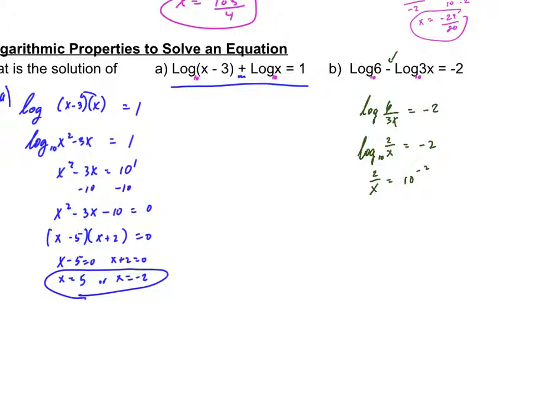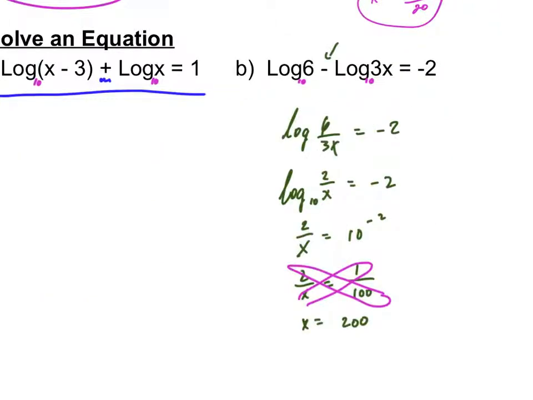And let's see, what is that going to equal for us? All right, so 2x is equal to 1 over 100. That's what 10 to the negative 2 power is. And now if I do some cross multiplication, I know that x is going to be equal to 200. Cross multiplication, I multiplied x and 1 and then 2 and 100. And there you have it.